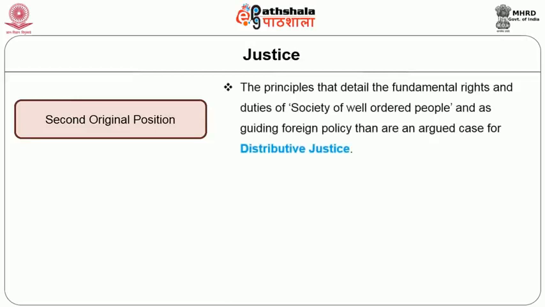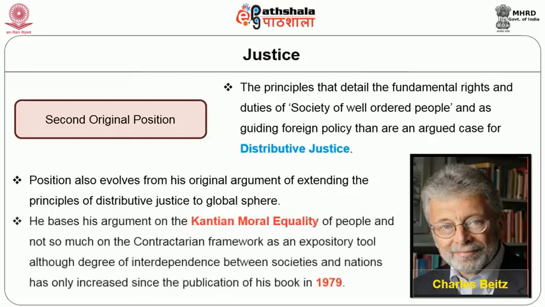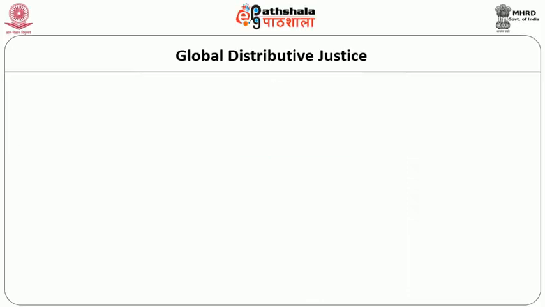The international original position is reframed as the second original position, and what are selected are more the principles that detail the fundamental rights and duties of a society of well-ordered peoples and that guide foreign policy, than an argued case for distributive justice. Beitz's position also evolves from his original argument of extending the principles of distributive justice to the global sphere. He bases his argument on the Kantian moral equality of people and not so much on the contractarian framework as an expository tool, although the degree of interdependence between societies and nations has only increased since the publication of his book in 1979.